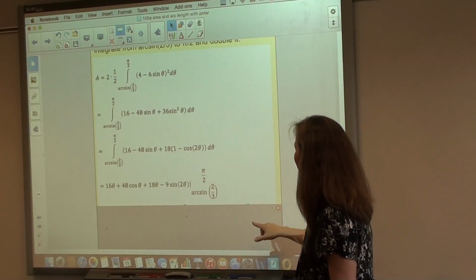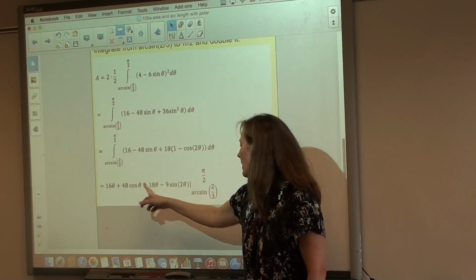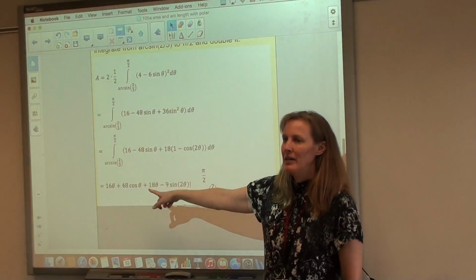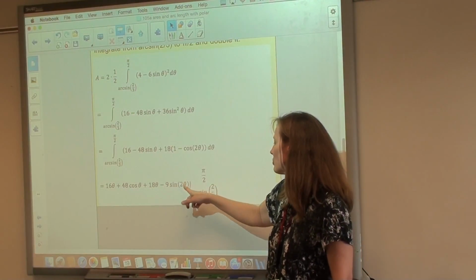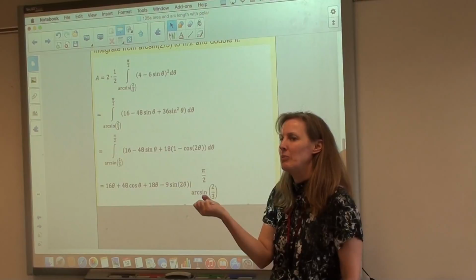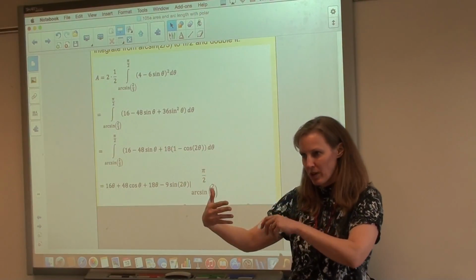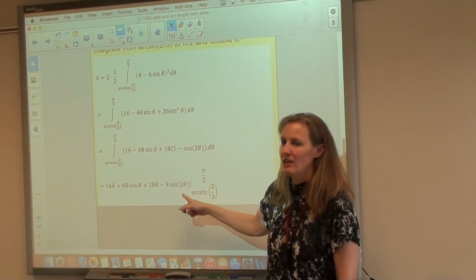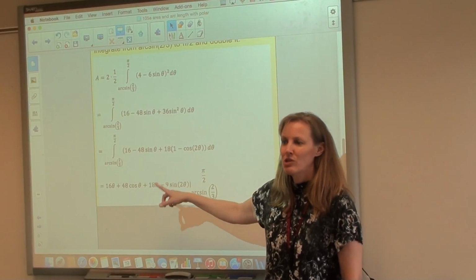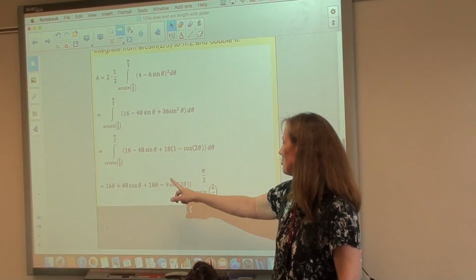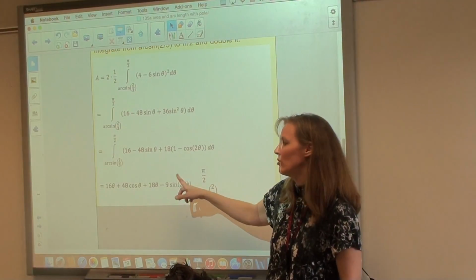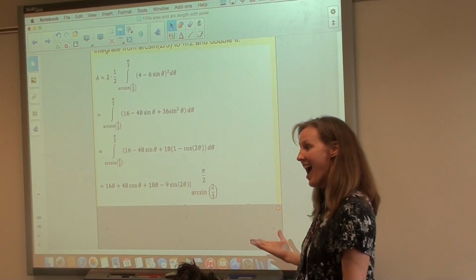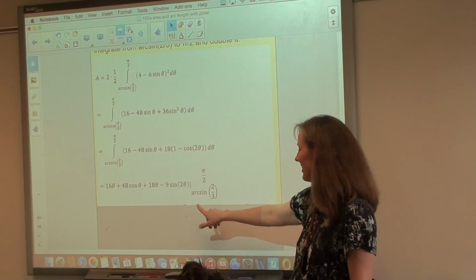Plug in. Now, I can do cosine of arcsine 2/3 just fine, but you can't do the sine of 2 arcsine 2/3. You can't have a number in between the function and the inverse function. So you have to use a double angle identity for sine, so that it's 2 sine theta cosine theta, so you get 2 sine arcsine 2/3 times 2 cosine arcsine 2/3.